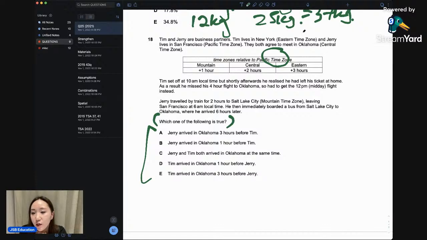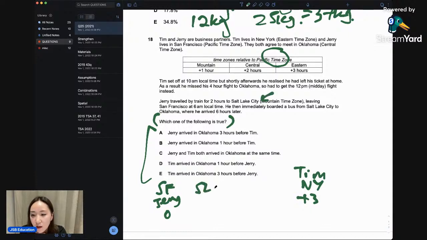So Tim lives in New York, which is Eastern time. So New York over here, Tim, and this is +3. And then Jerry lives in San Francisco, Pacific time. There we go. So San Francisco, Jerry, and this is basically 0. And then Mountain would be Salt Lake City, and that's +1. And then we've got Central time zone. Central time zone is where they're trying to end up, actually. So that's Oklahoma. There we go. So Oklahoma, and that's going to be +2.